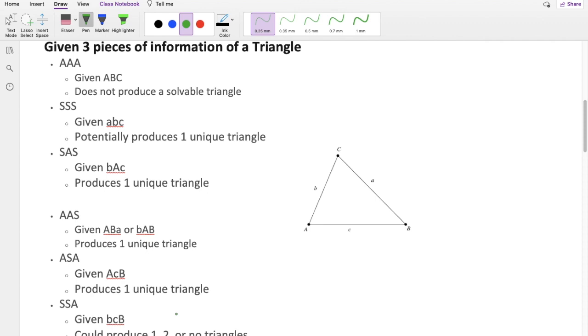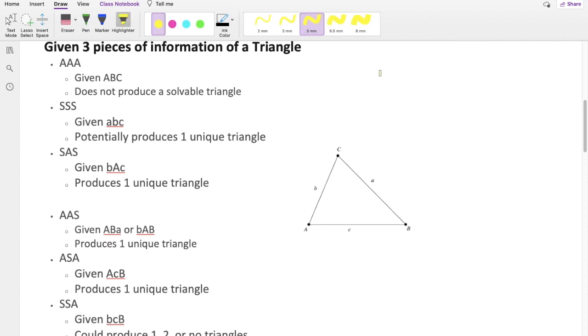So this will work for any triangle, but more likely you aren't going to be using the law of sines unless it is a non-right triangle, because there are other quicker ways when you're dealing with right triangles.